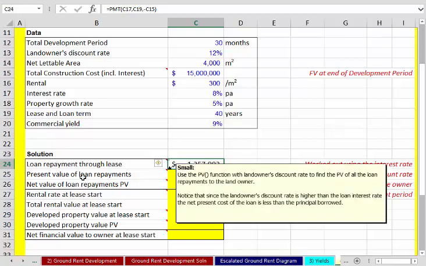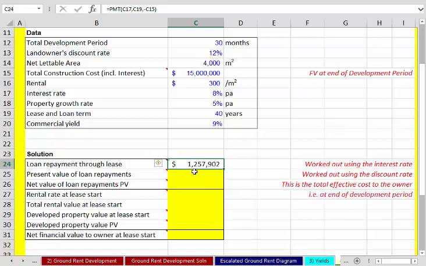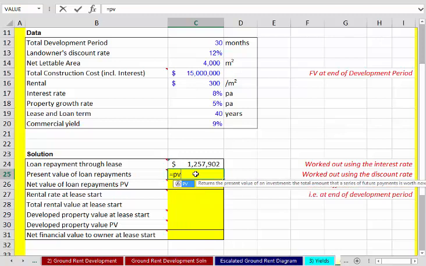Now, from the perspective of the landowner, that regular annual cost can be considered as a present value figure, and we're going to work out what the financial value of that is, or the financial cost of that is, to the landowner. We do that by using the PV function, very similar to what we've done before, only here the rate is not going to be the interest rate, it's going to be the landowner's discount rate. You might want to give a thought to why that is. Certainly important to understand why it is.